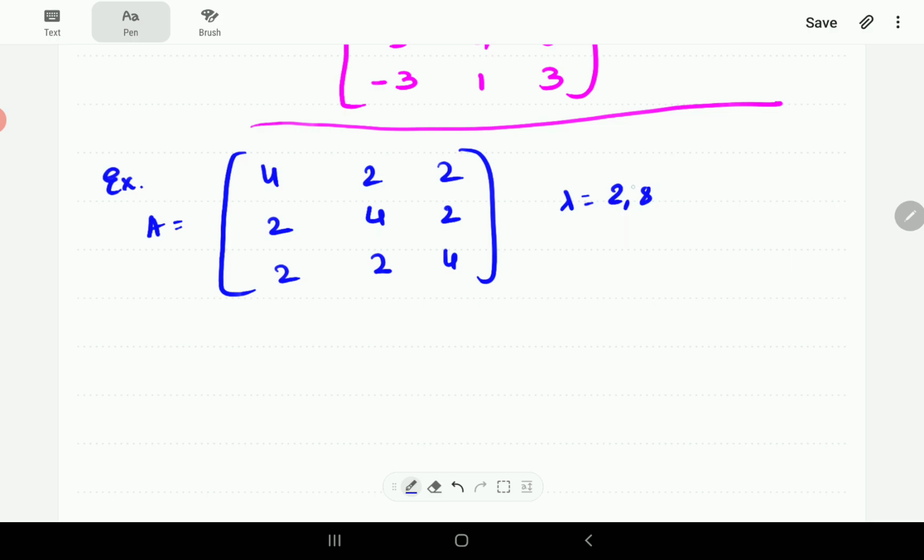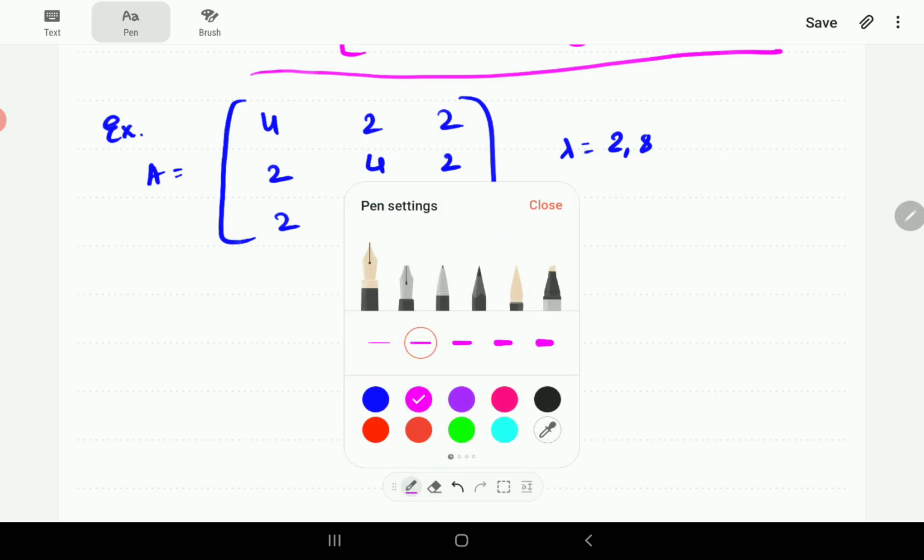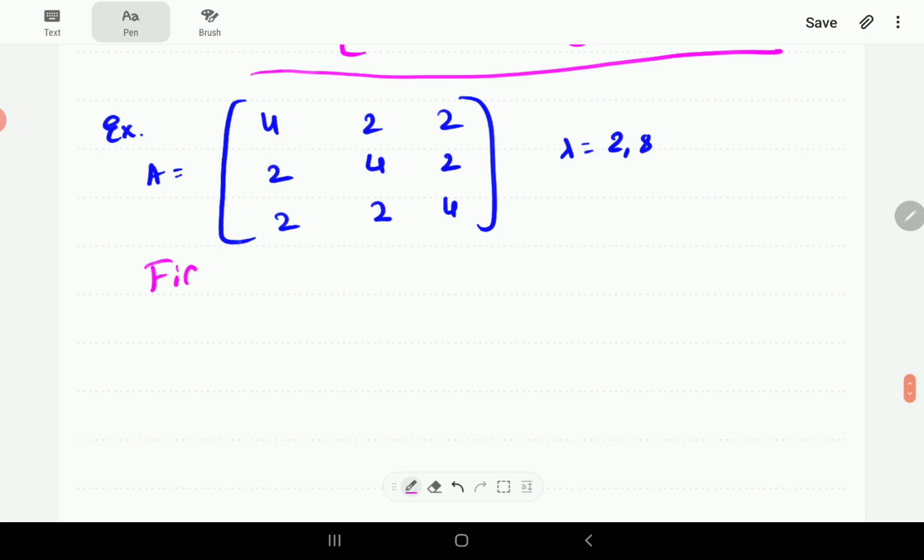Okay, so let us see how we find out the eigenvectors. Because now step 1 is reduced, as we are not finding the eigenvalues. We already have the eigenvalues. The only thing we have to find now are the corresponding eigenvectors. So step number 2, finding the eigenvectors. Here let us start with the eigenvalue 2.